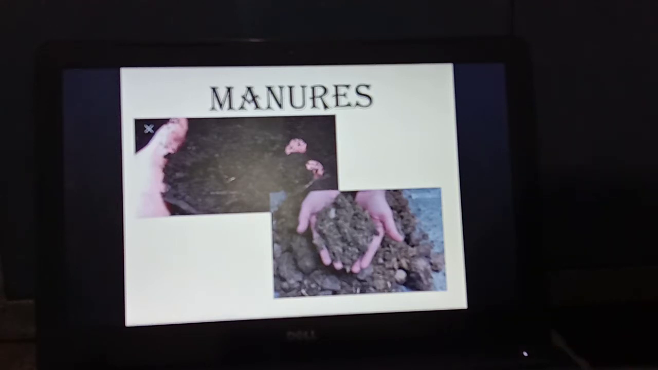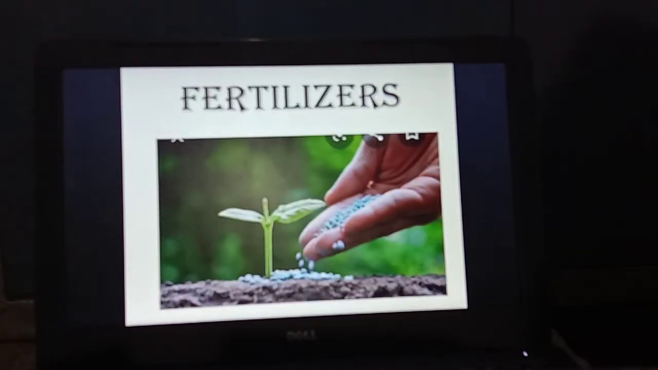Like sun hemp and guar are grown and then they are mulched by plowing them into the soil. These green plants thus turn into the green manure, which helps in enriching the soil in nitrogen and phosphorus. Now the second, that is the fertilizers. Fertilizers are chemicals that contain nutrients for plant growth. They are man-made and are produced as salts in factories.